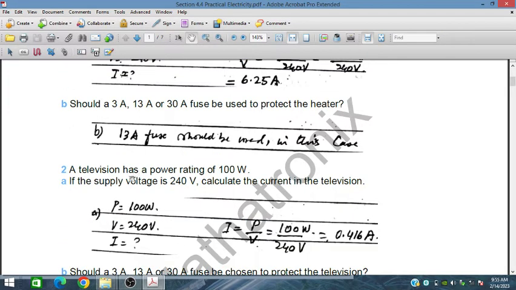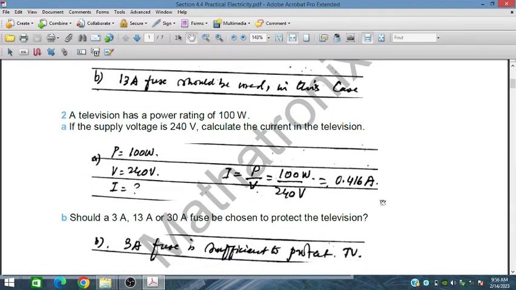A television has a power rating of 100 watt. If the supply voltage is 240 volt, calculate the current in the television. So the power is 100 watt divided by 240 volt. So the current is 100 divided by 240, which is 0.416 ampere.